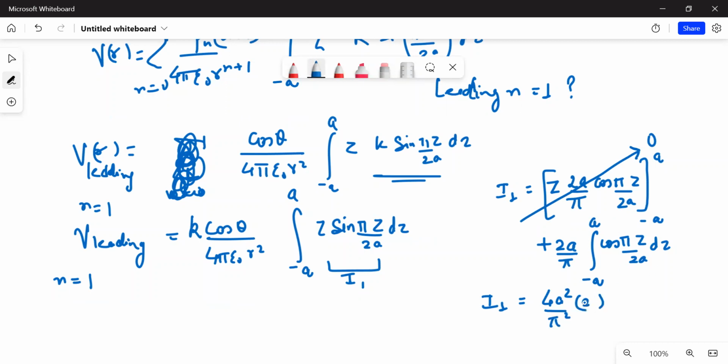Is that clear? If I'm not wrong, I guess. I hope I'm not wrong. So there's a mistake over that. 4a by pi is coming, yes. My answer is coming as 4a by pi. But 4a by pi cannot come, how would a square come?